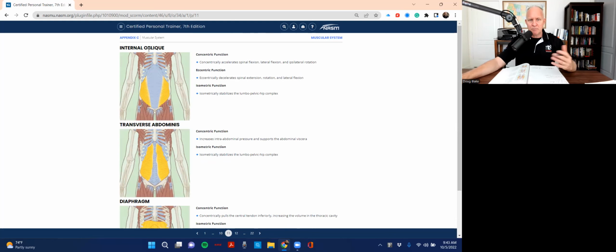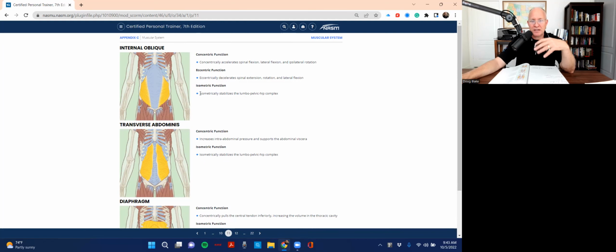And then the reason it's important is because, and I'm going to stay right here and help you out now, once you go through and memorize those names, which shouldn't take you very long. Now, this is one of the best things I think that NASM actually did. They actually show you the main functions of the muscles.